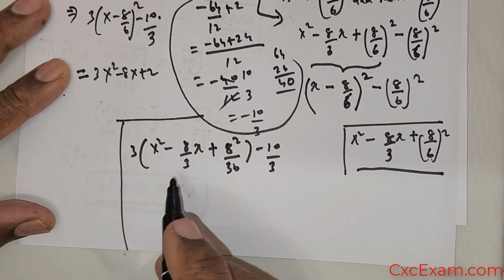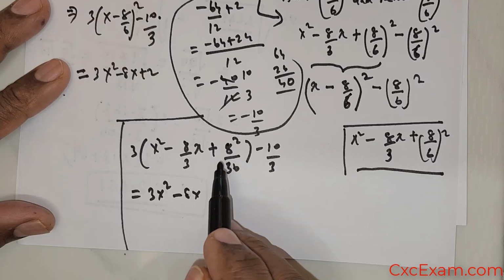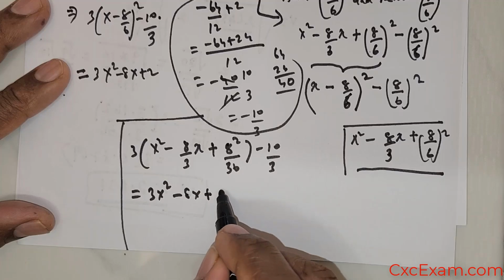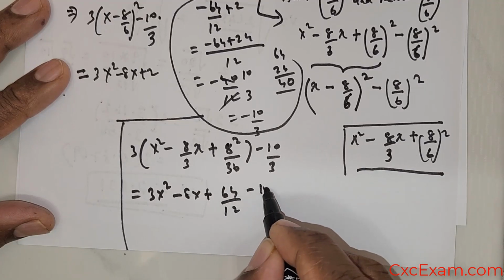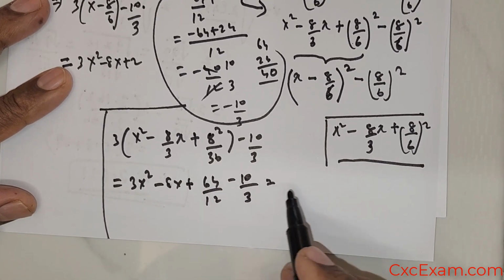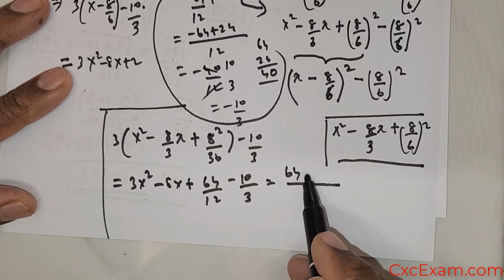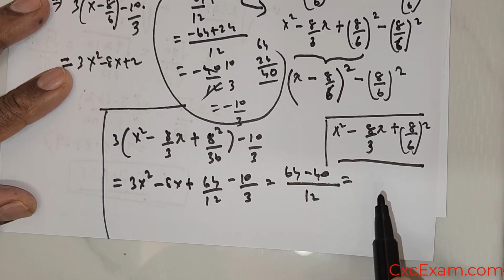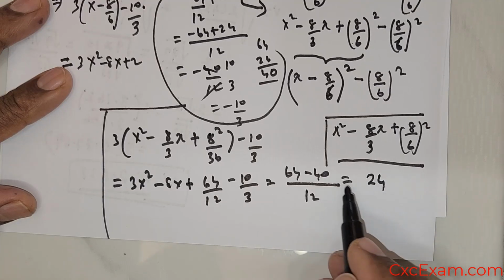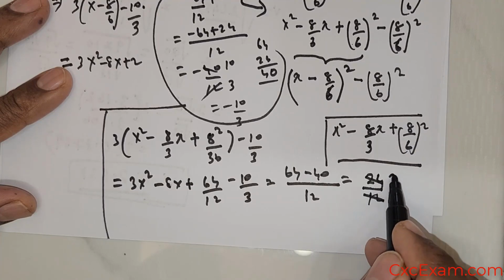So you bring the 3 inside. It's going to be 3 times x squared and minus 8x. When 3 comes here, 3 will divide 36 12 times. So it's going to be 64 over 12, minus 10 over 3. So if I were to simplify this, LCM is 12. And 64, 3 divides here 4 times, so you get a 40 there. So this is going to give me a value of 24, right? 64 minus 40 will give you 24 divided by 12, and 12 divides here 2 times.